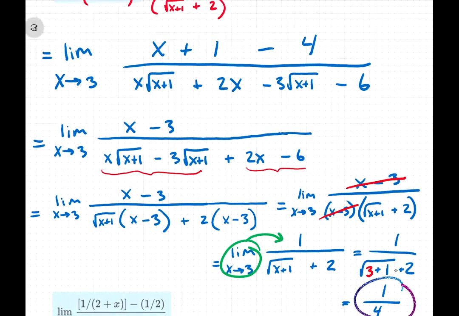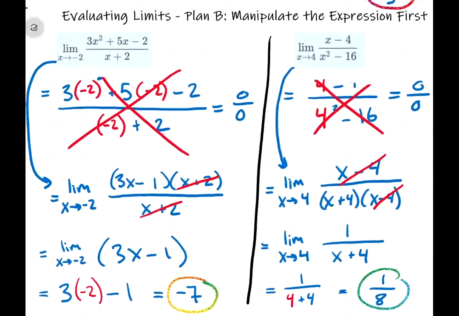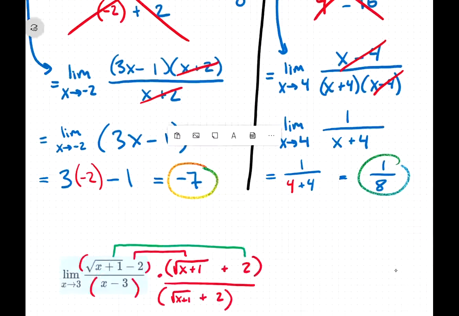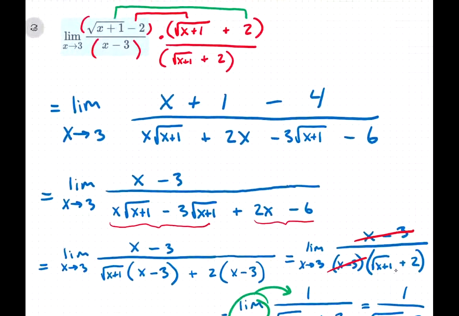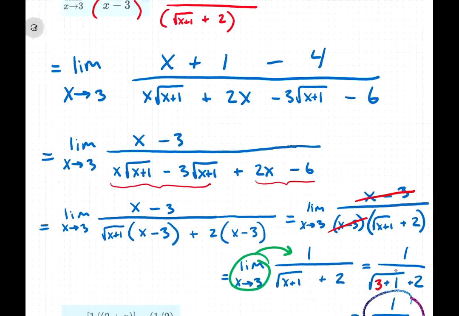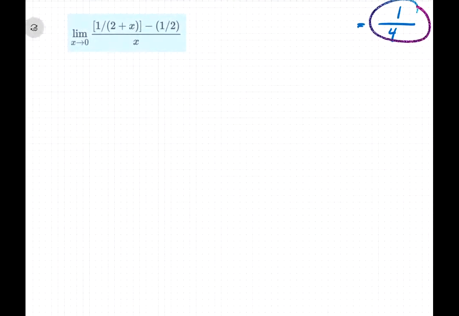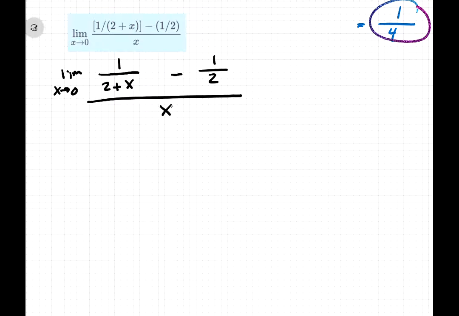Okay, so we've talked about applying some algebra to evaluate a limit. Maybe it's factoring and canceling. Maybe it's using the conjugate and canceling. So here's another problem. Let me rewrite this so it's a little more clear. Limit as x approaches 0. This here is a fraction. So we have 1 over 2 plus x minus 1 over 2, all over x.